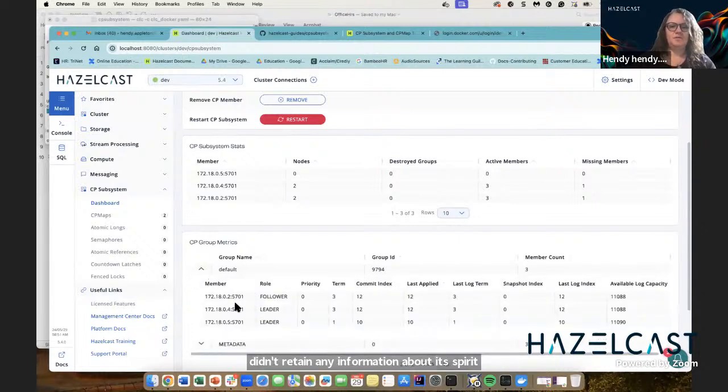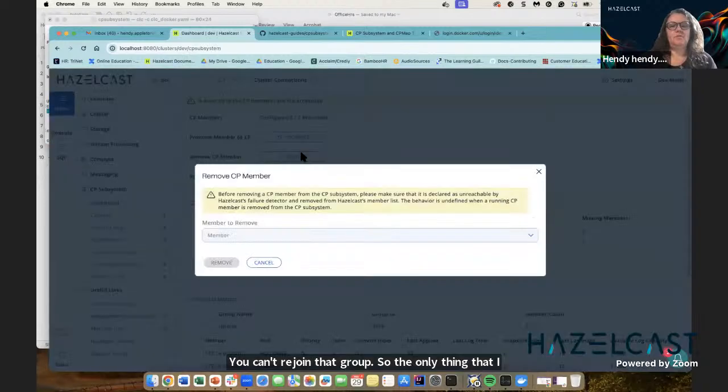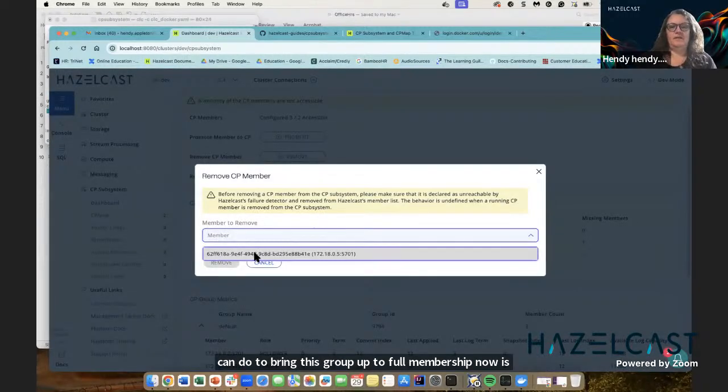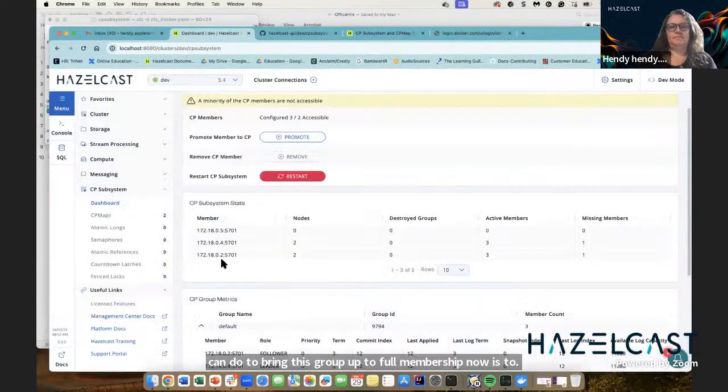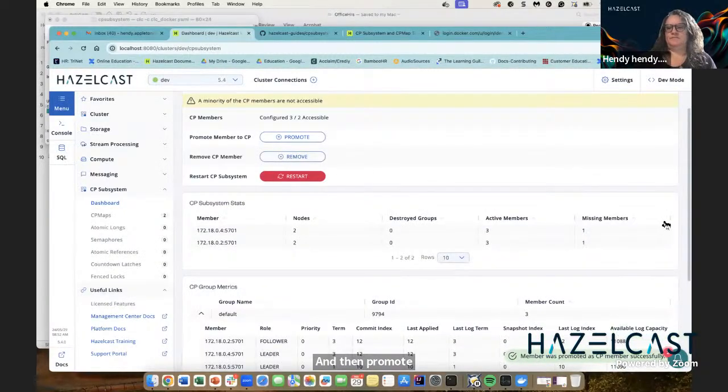The other members of the group still think that he's in the group, but because he didn't have that group membership in memory, he can't return. He can't rejoin that group. So the only thing that I can do to bring this group up to full membership now is to remove that member and then promote that member back into the CP subsystem.